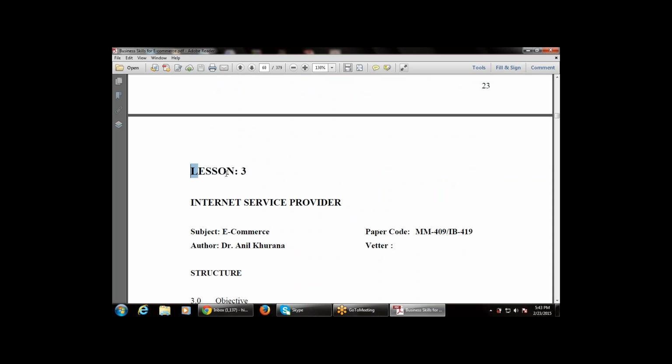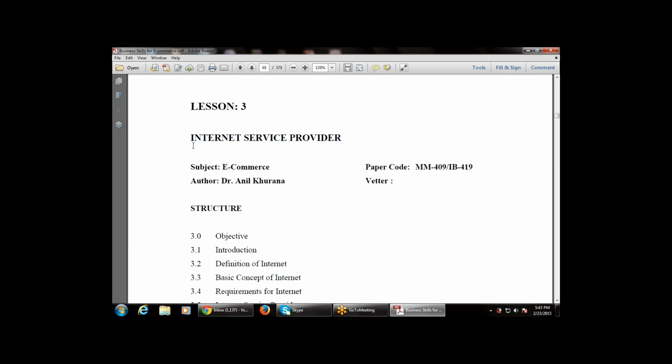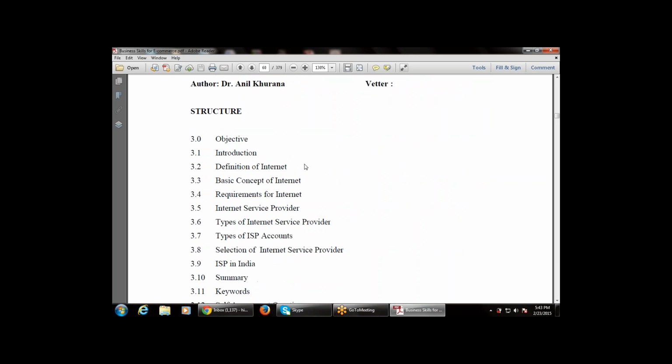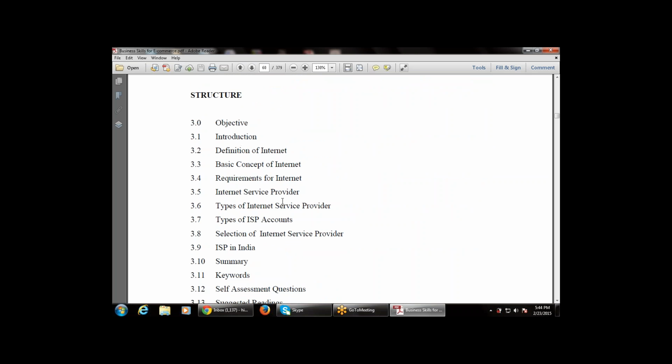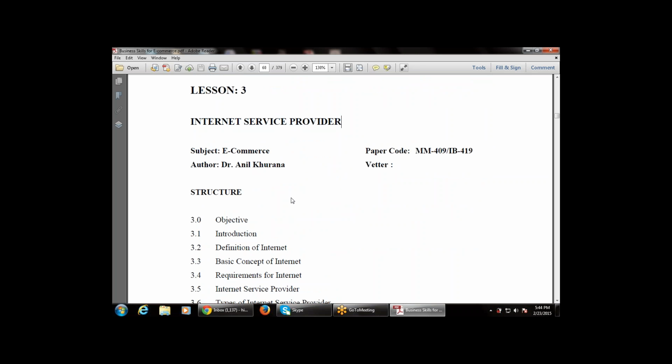Now, chapter number 3, that is lesson 3, internet service provider. That is, who are the internet service providers? What are the various internet services available on the internet? I will be teaching this chapter in the next class.